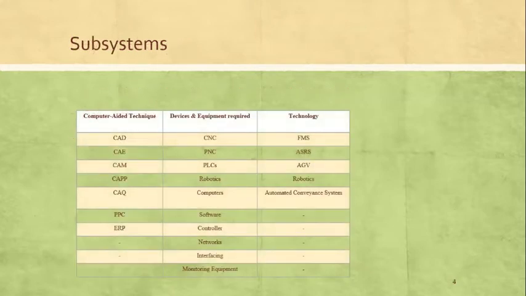Then next one is subsystems of a CIM. So what is a subsystem? Likewise CAD, CAE, CAM, CAQ, CNC, PNC, PLC, robotics, computers or automated conveyance systems are subsystems of a CIM, which are in this image.